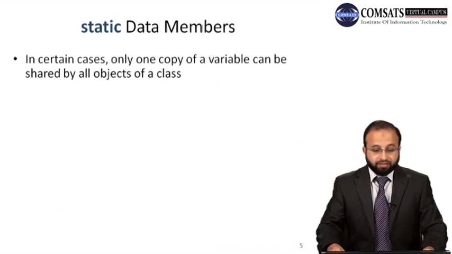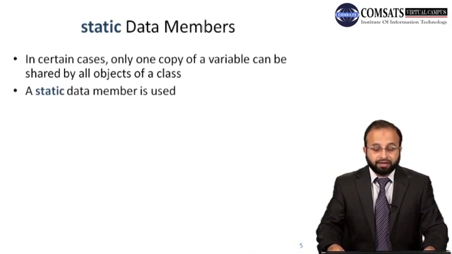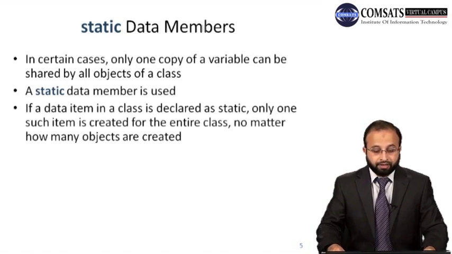Static data member. In certain cases, only one copy of a variable can be shared by all the objects of a class. So there are some situations where you need some information to be shared among the objects of that particular class. For that, a static data member is used. So if a data item in a class is declared as static, only one such item is created for the entire class, no matter how many objects are created. So a static data member is kind of a global data member, right?